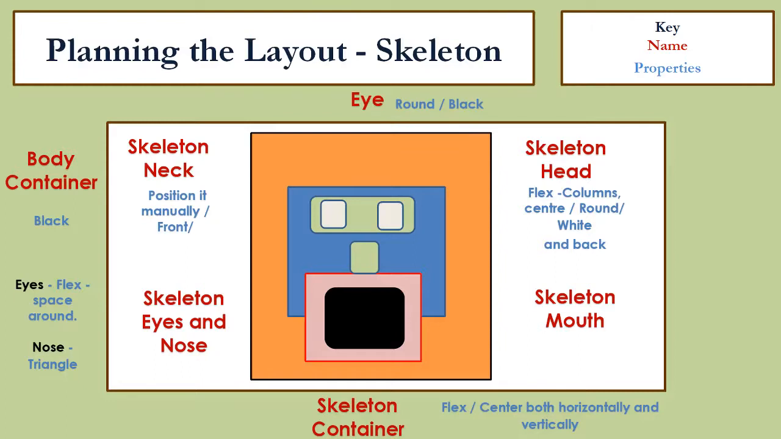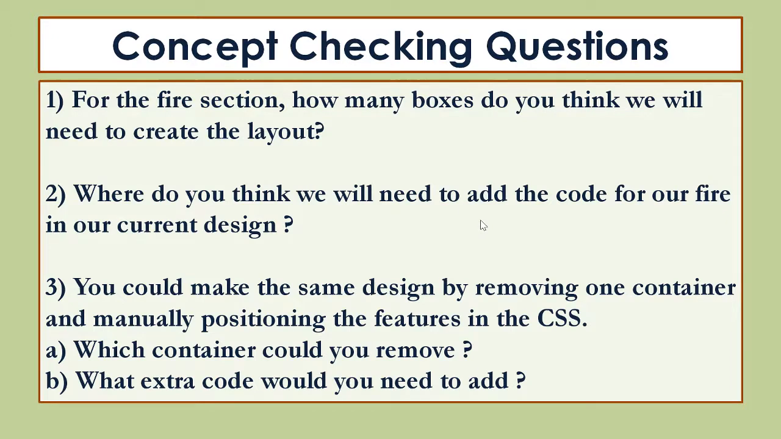Okay, so before we start creating the skeleton, I want to ask some concept checking questions to consolidate the main ideas from this video. So the first question, for the fire section in our artwork, how many boxes do you think we'll need to create? We will need to create the layout. Try and do the same method that I did with the skeleton. Work from the back to the front and think, how many individual boxes do I need to create those shapes in the artwork?